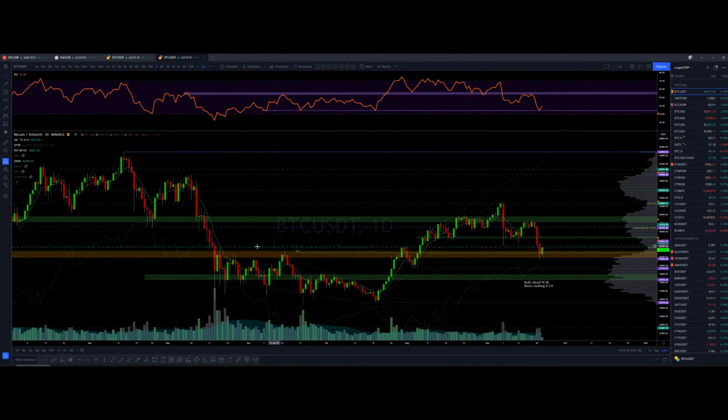We do have some support here. We have this support here. We have the RSI support. So we are going to have a bounce here. But is the bounce going to be weak and then get rejected and break down, or are we going to get some volume coming in? You know, we're going to get some sideways here, right?